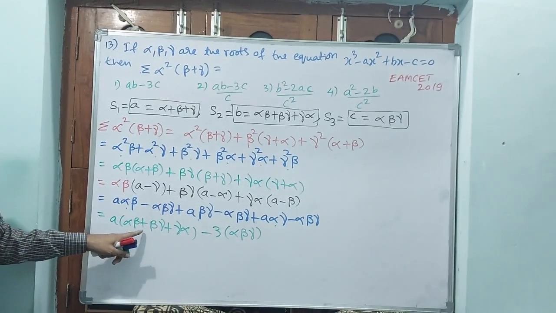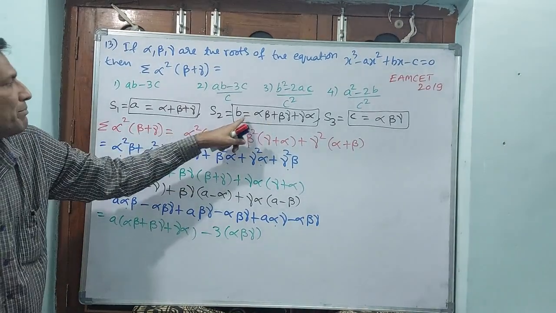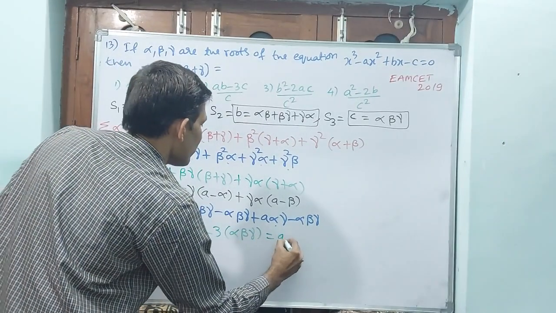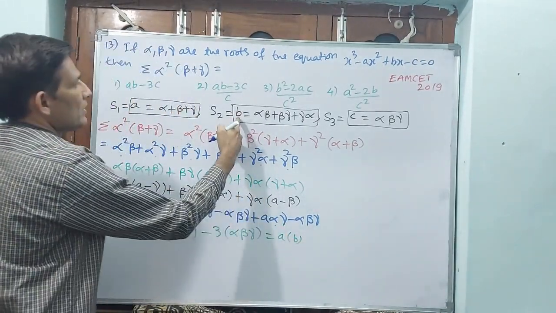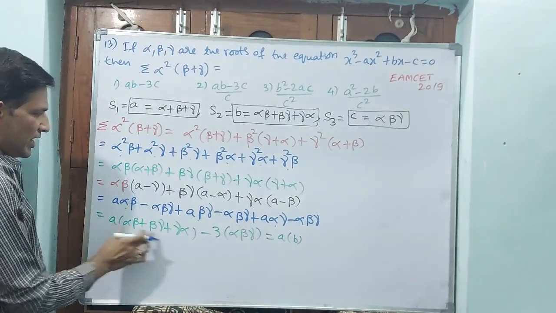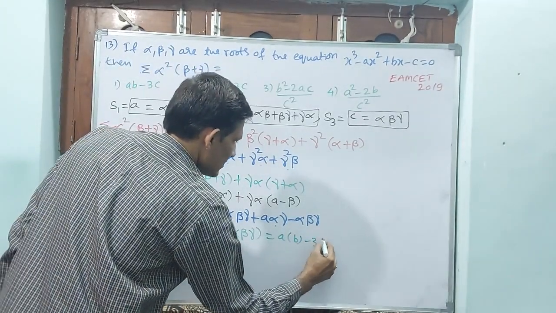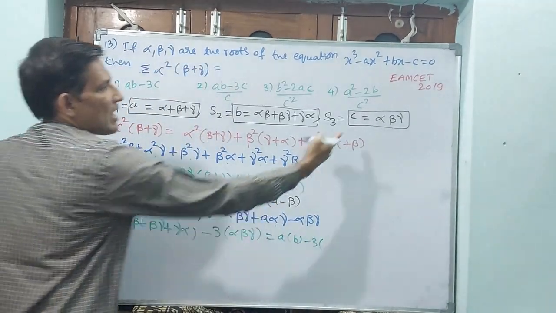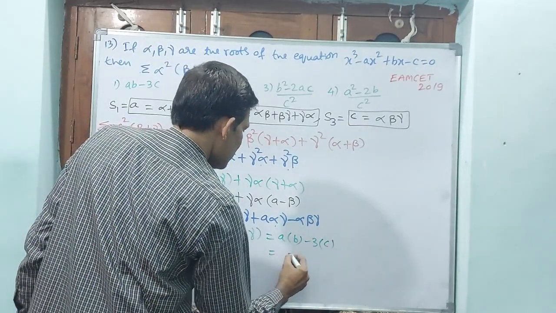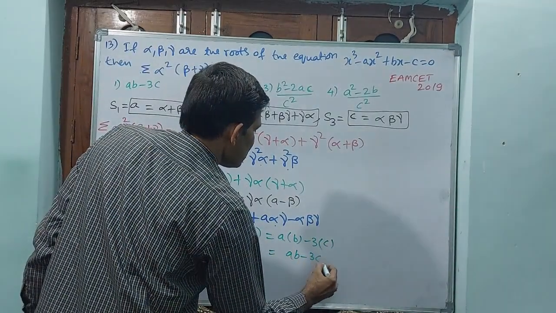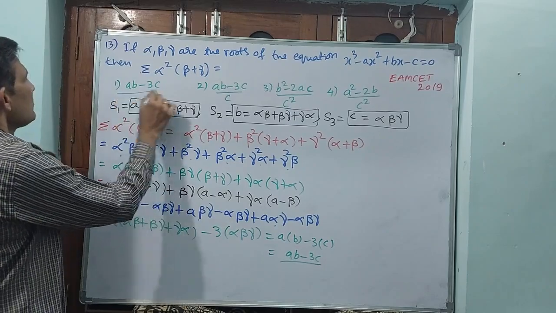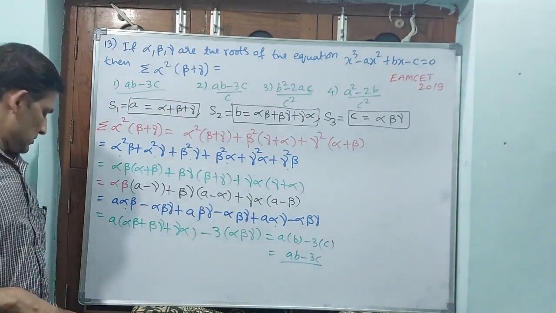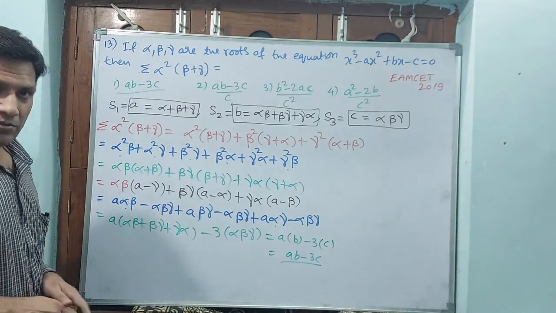Now you see, alpha beta plus beta gamma plus gamma alpha means b. That is equal to A into b. This is b, A into b, minus 3 times alpha beta gamma, whose value is c. That means ab minus 3c is your answer. This is your answer. Understand? Let us go for the next question.